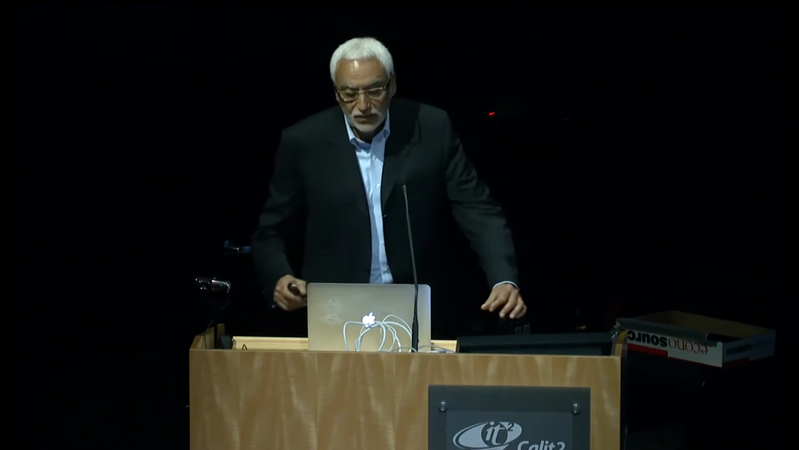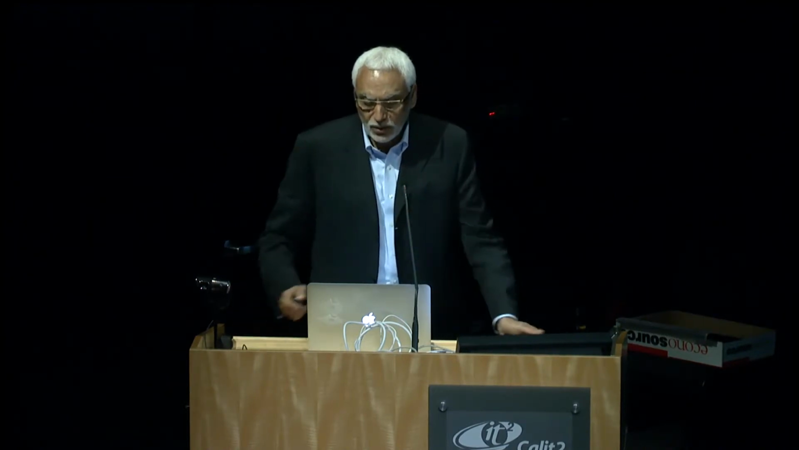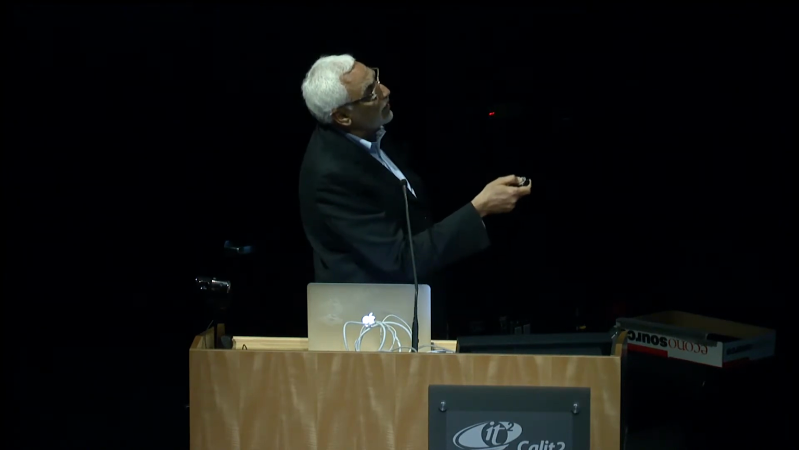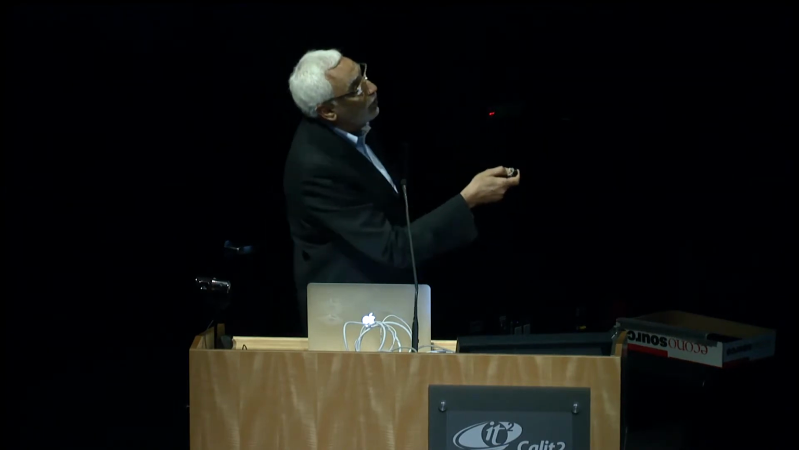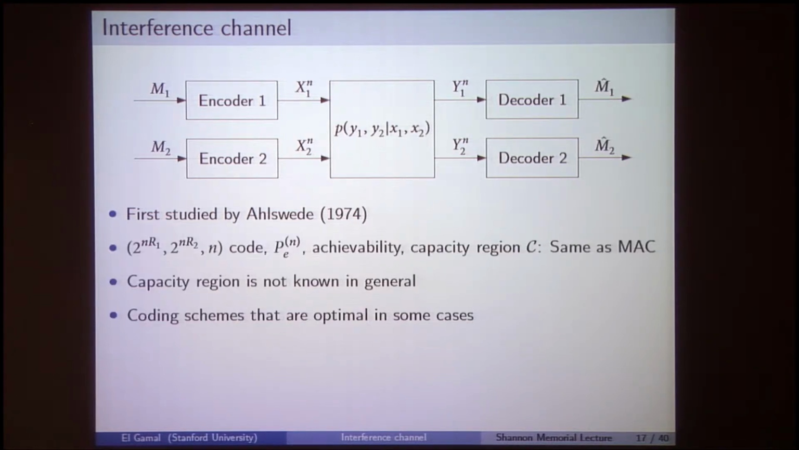So now let's look at the second network model, which is the interference channel. 2-sender, 2-receiver interference channel. Here, sender 1 wants to send a message to receiver 1, and sender 2 wants to send a message to receiver 2. And they are both communicating over a shared medium. So this could be, for example, 2 base stations communicating with 2 handsets over the same frequency band. This model was first studied by Ahlswede in 1974. Now we can define the capacity region for this model in exactly the same way as before, as for the MAC.